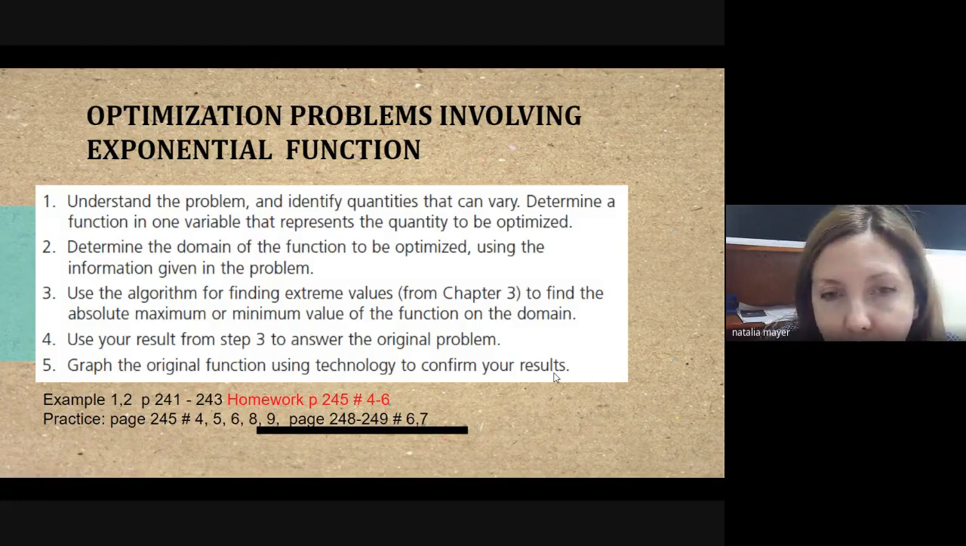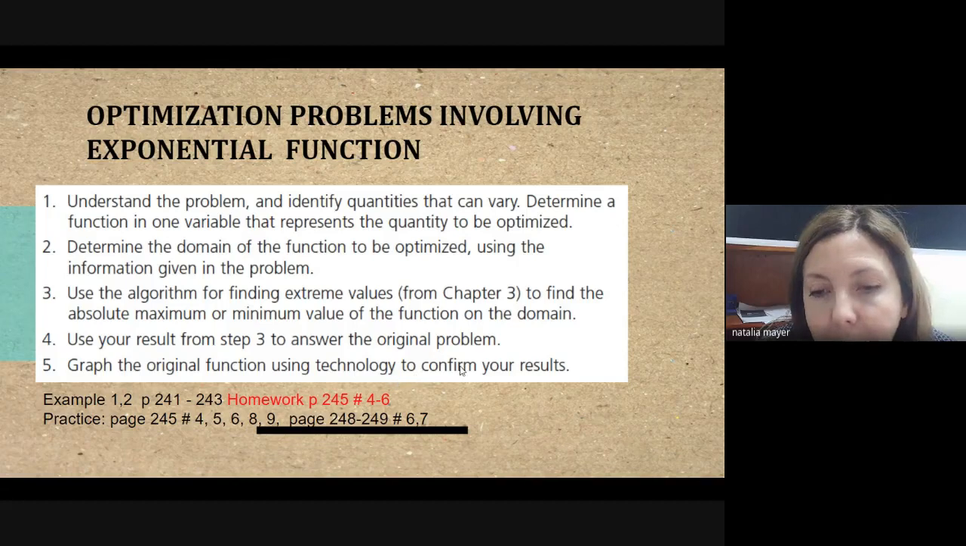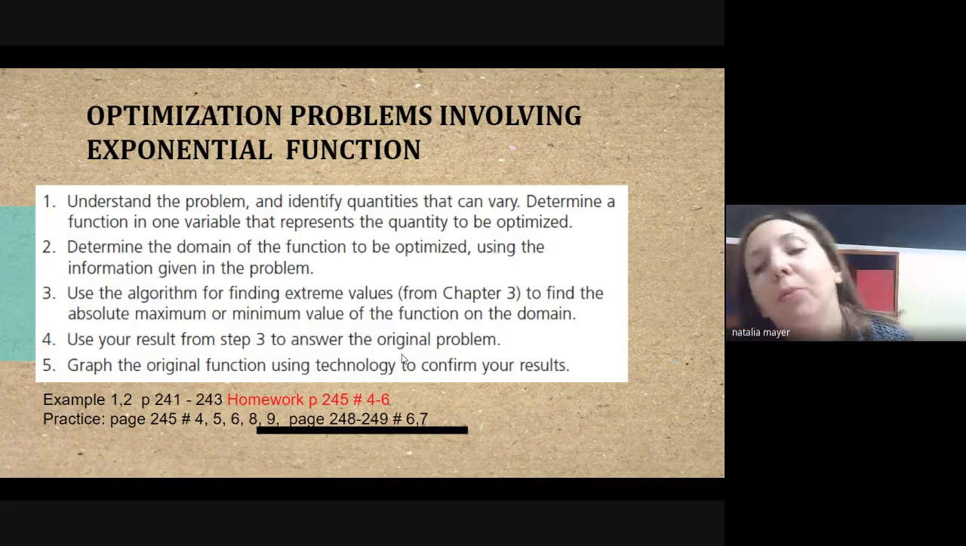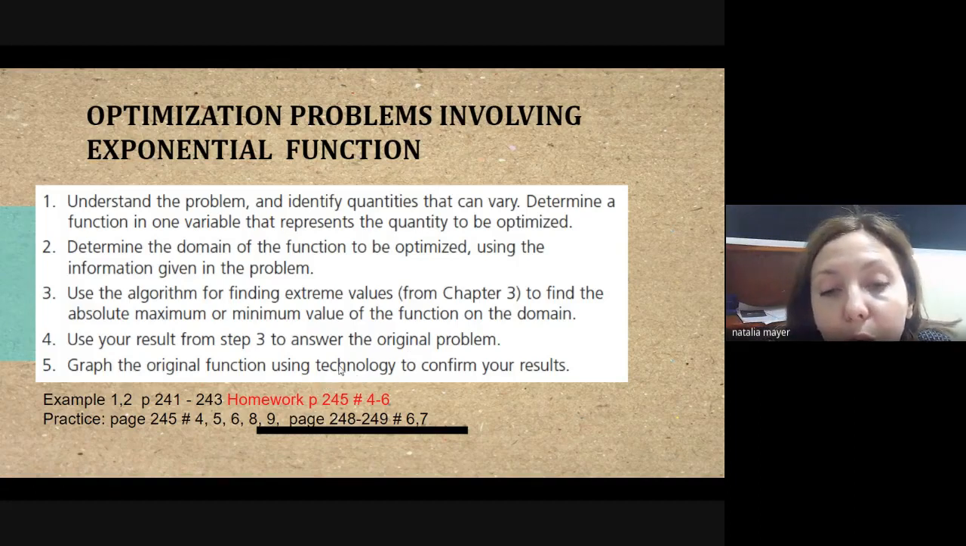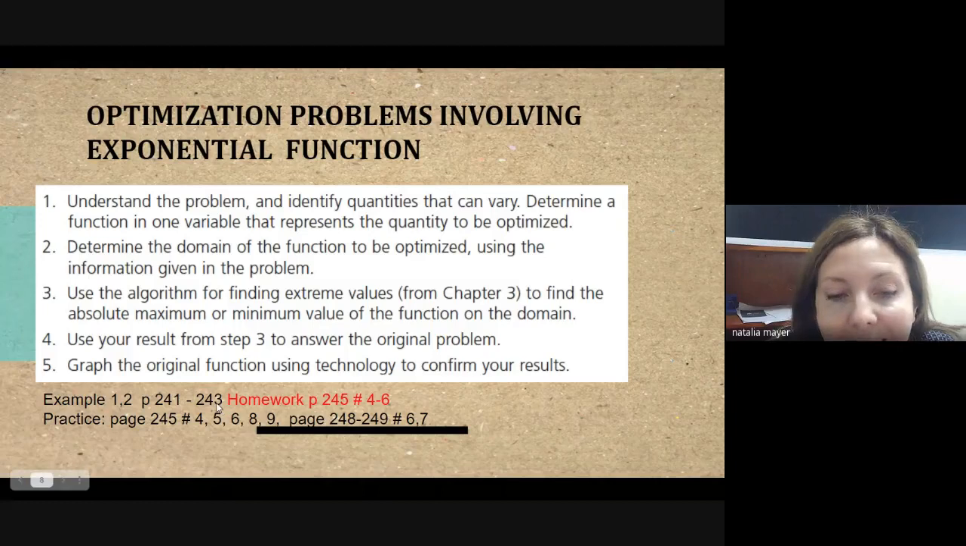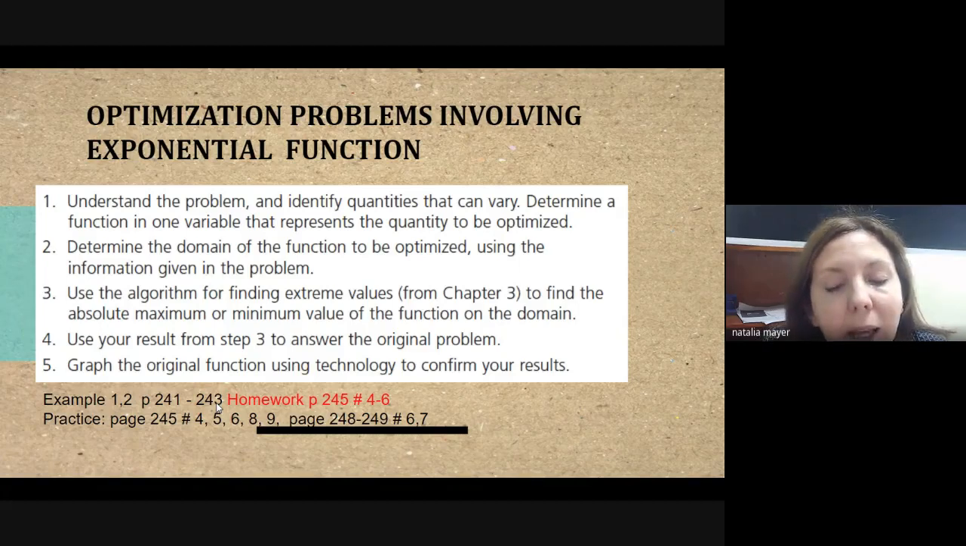But this is rather for your homework, because in the test you are not going to have access to graphing technology. But if you're working on your own, at home, you can always verify your solution using graphing technology. Right, so the plan for today: we are going to look at a couple of examples from page 241 to 243, and then we will solve one not easy question together. And that's it for today.